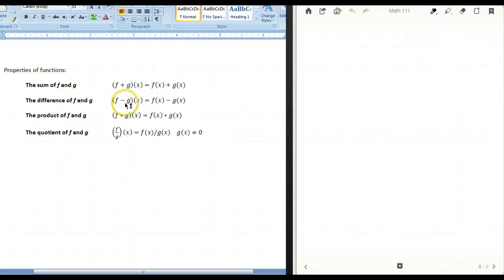The difference, same thing. If you want to subtract two functions, just subtract their algebraic rules. Multiply them, same thing. Divide them, same thing. Just make sure that the denominator function is never 0, because we don't want to divide by 0. So let's get through this theory part, this abstractness, and let's actually consider an example.